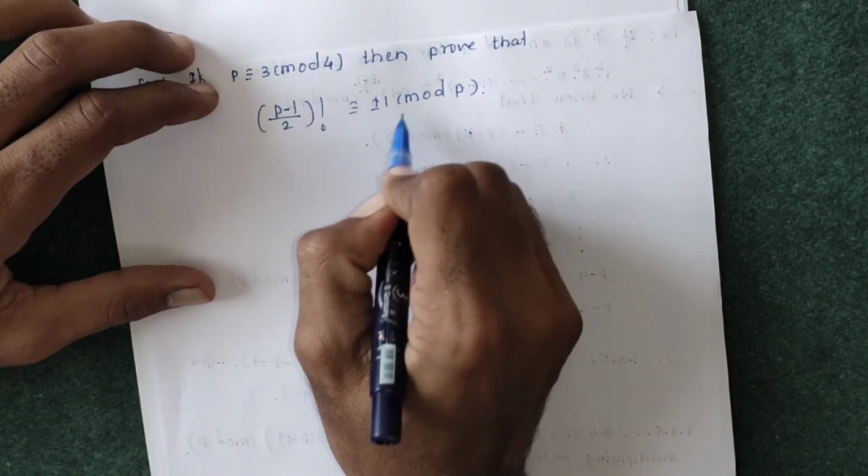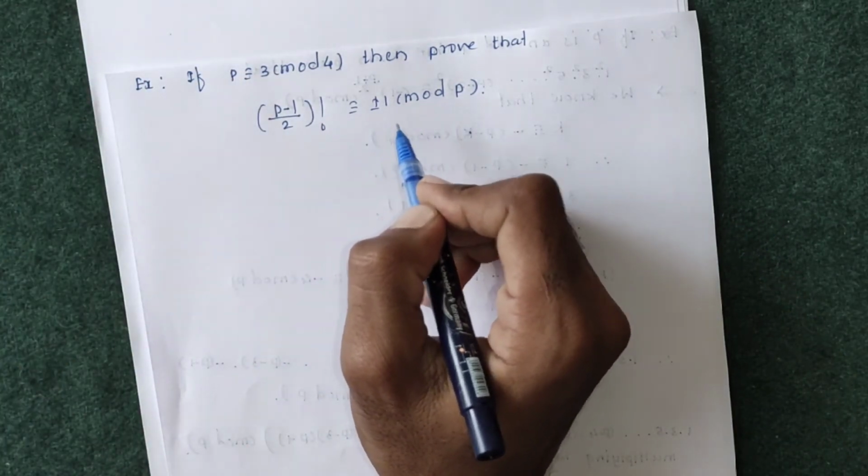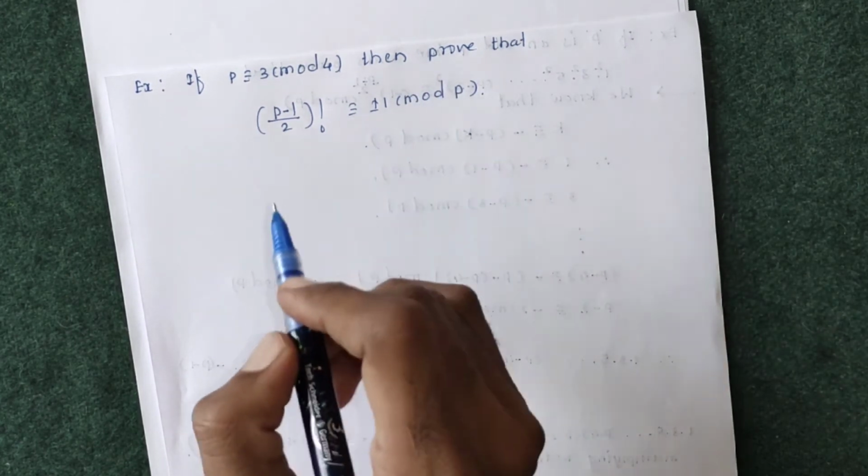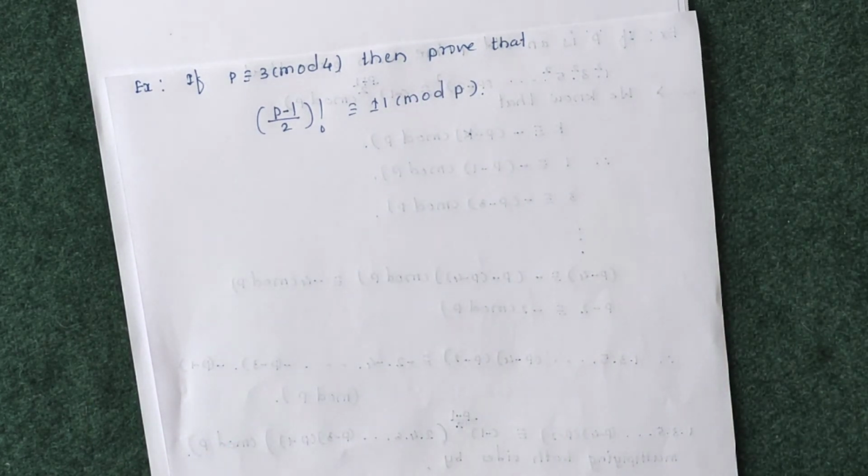So, for plus or minus 1 mod p, we have seen x square is congruent to 1 mod p if and only if x is congruent to plus or minus 1 mod p. So, we are going to use that result in this solution.